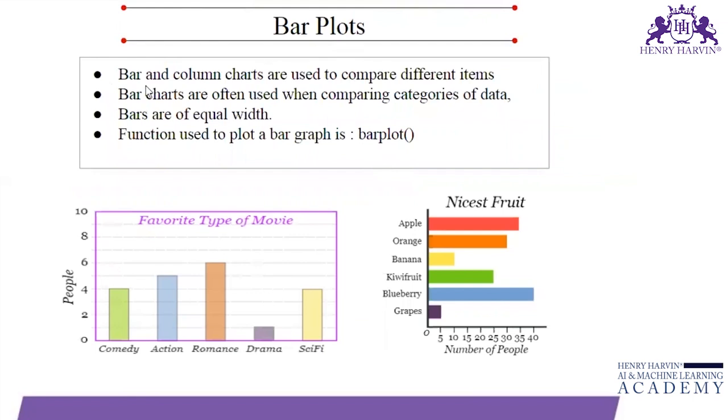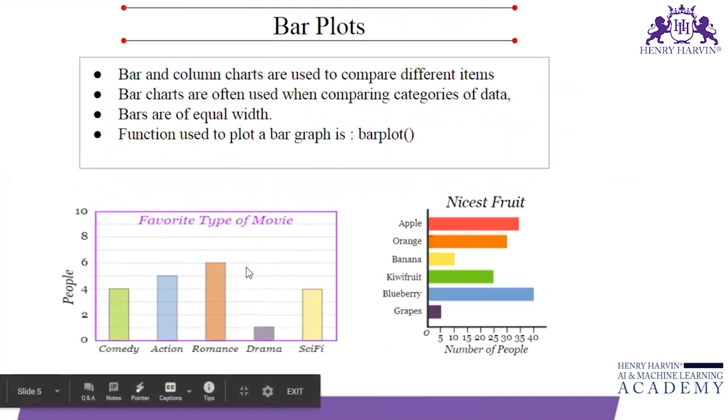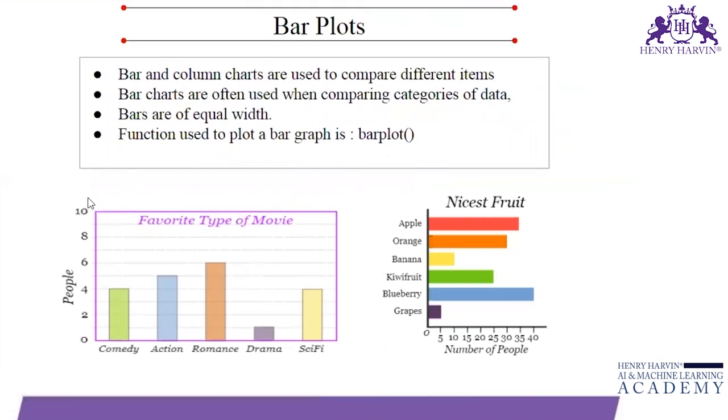Next are bar plots. Bar or column charts are used to compare different items, when we are comparing categories of the data. So whenever we are using bar plots, the data has to be in categorical form. All the bars are of equal width and height depends upon the numbers that we plot according to the data. The function used to build the bar graph is barplot.